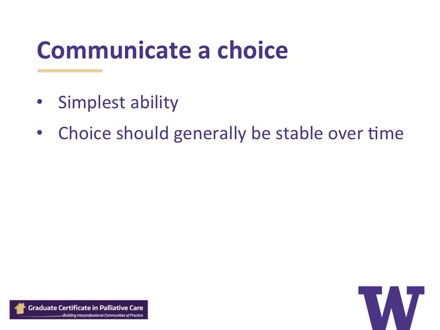The ability to communicate a choice is the easiest standard to meet. Most patients who cannot communicate a choice, even with our best efforts to help them communicate, do not have decisional capacity. For example, people with very severe dementia who say only a few words. Many experts add to this standard the requirement that the choice should generally be stable over time, which screens out most people with delirium.